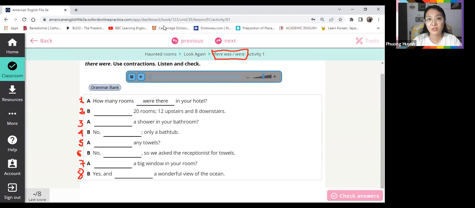So they say, what should they say? There. Okay, so there was, right? There was 20 rooms, 12 upstairs, 8 downstairs. Number 2, yes, there was, correct.